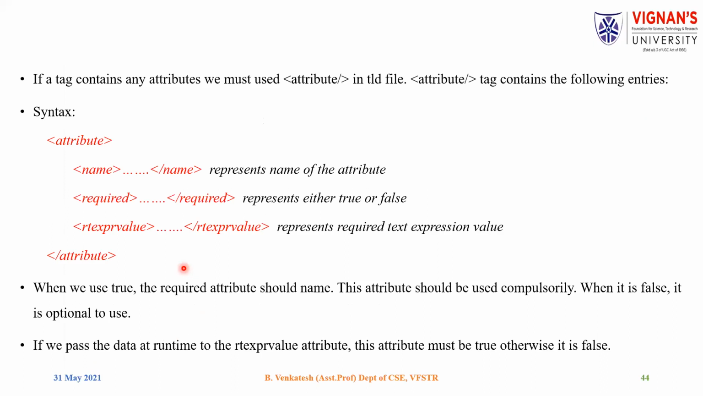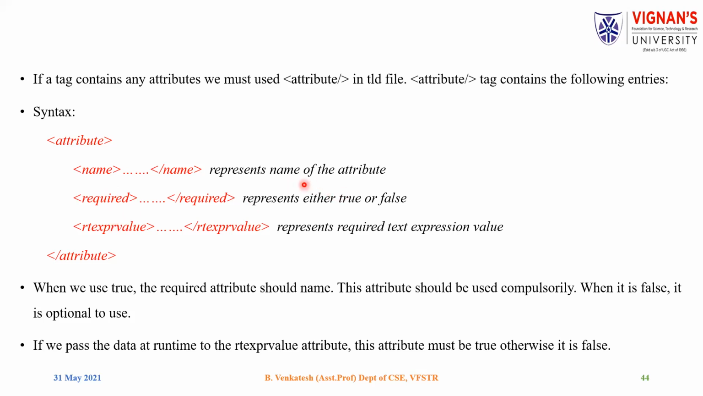If the tag contains any attributes, we must use attributes in the TLD file. Suppose in our TLD file we need some attributes. That means we need to give some values for performing that specific function. Then we are going to specify them with the help of attributes. The syntax for specifying the attribute is the opening attribute tag and the closing attribute tag. Inside it: name, required, and rtexprvalue.